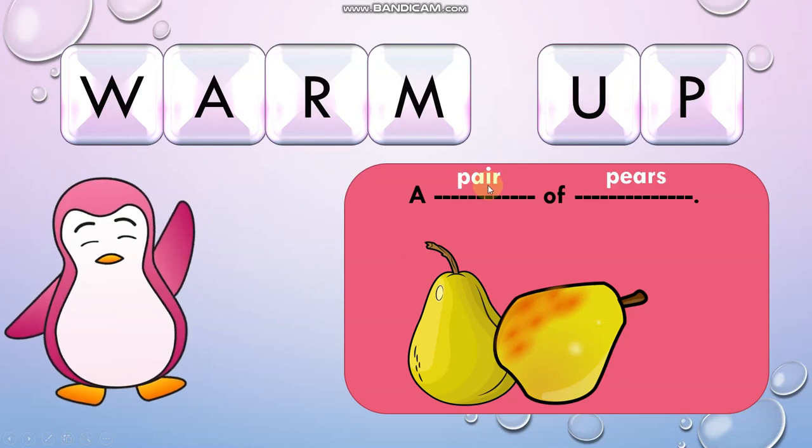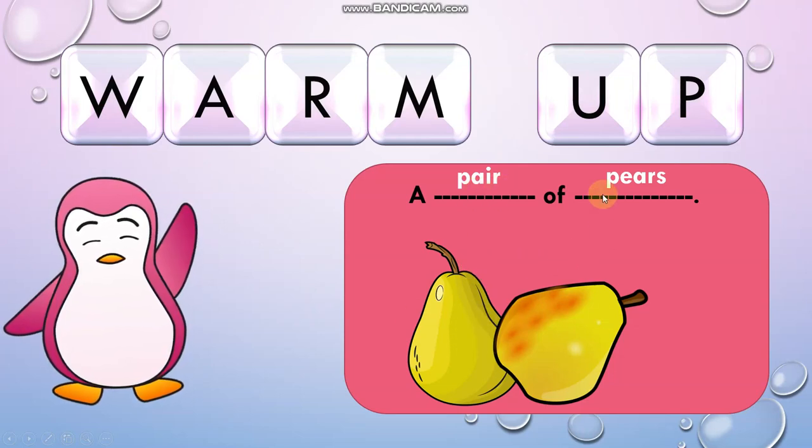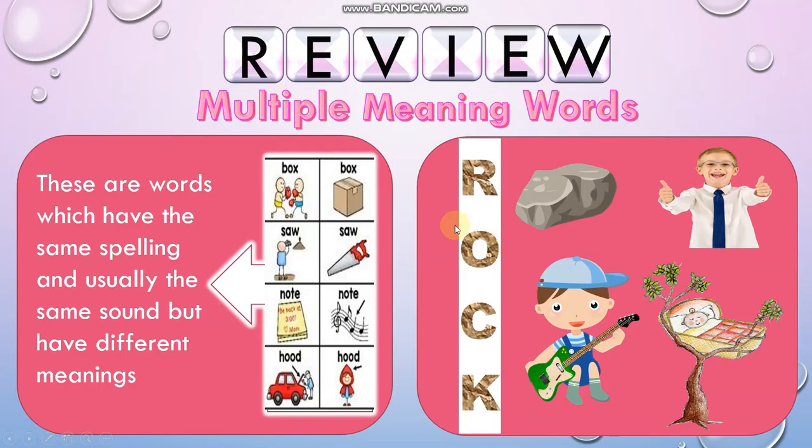Now, these words, do they mean the same thing? When I say pair, I mean two of them, and when I say pear, I mean the fruit. They have different meanings, yet they sound exactly the same. Pear, pair. Alright, let's go ahead and check out what we are going to review today.